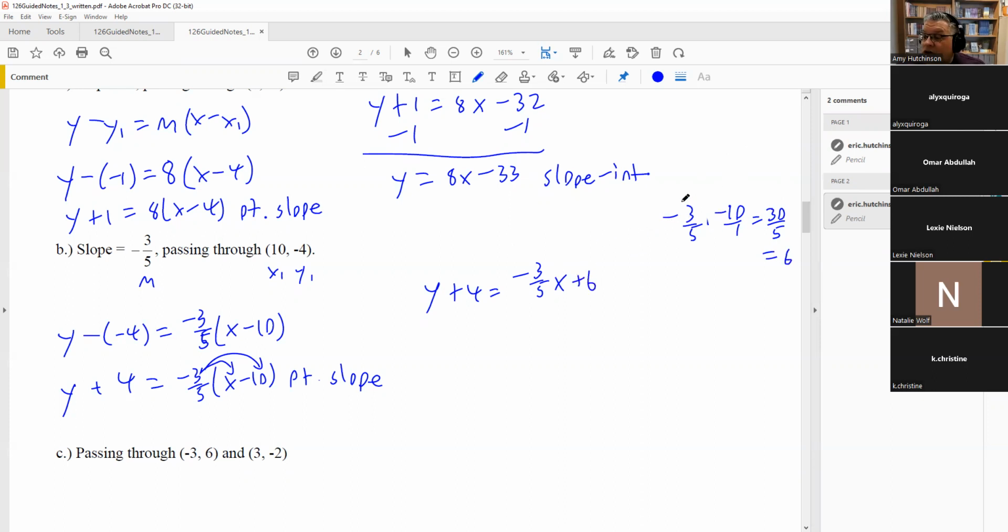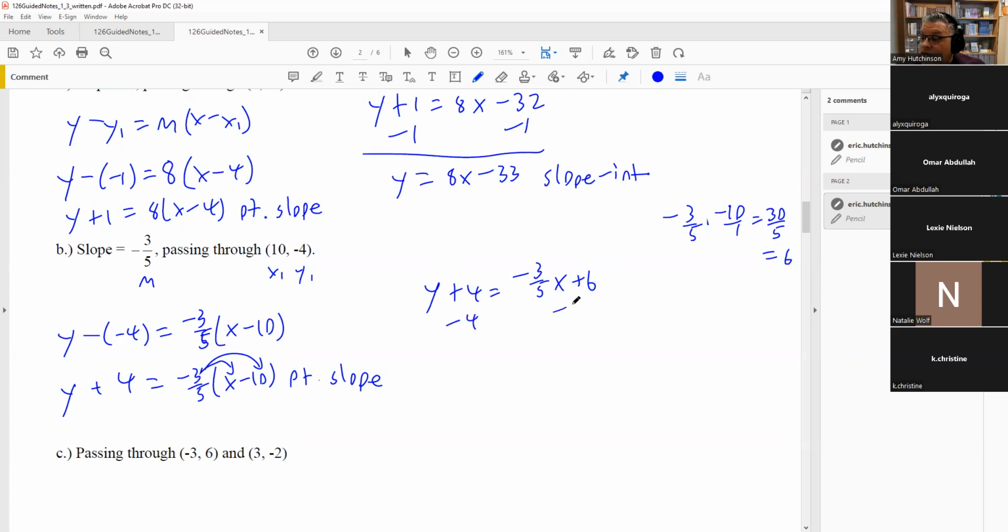And that's again because of this. I could also cross cancel on this. Divide this by 5, I get a 1. Divide that by 5, I get -2. So I would still have -3 times -2, which should still be positive 6. So either way, when you multiply those, you'll get a 6 there.